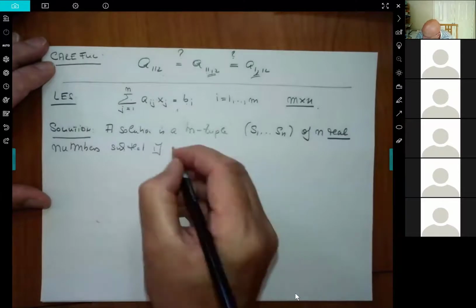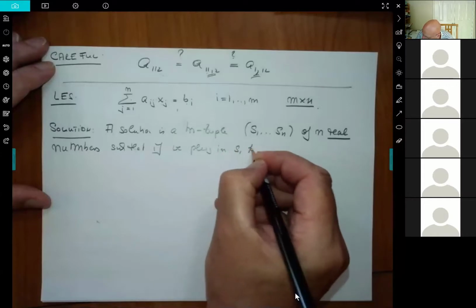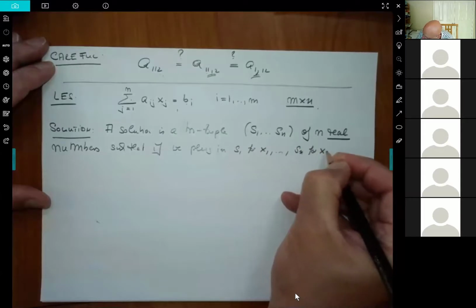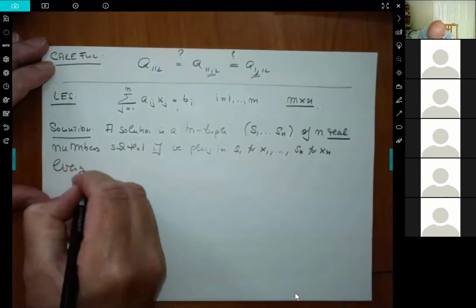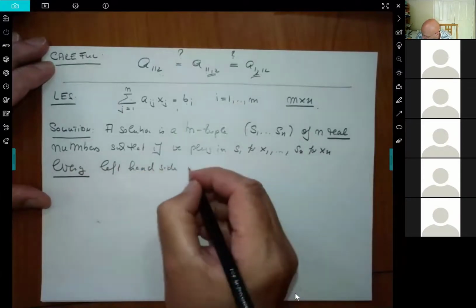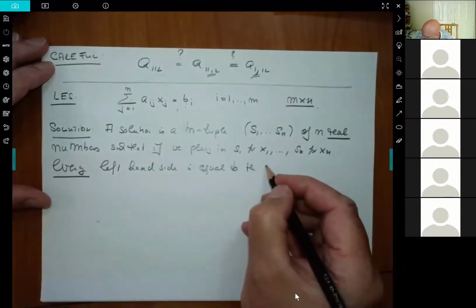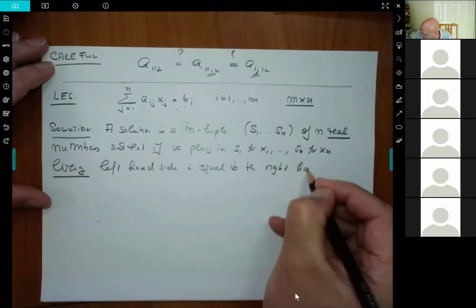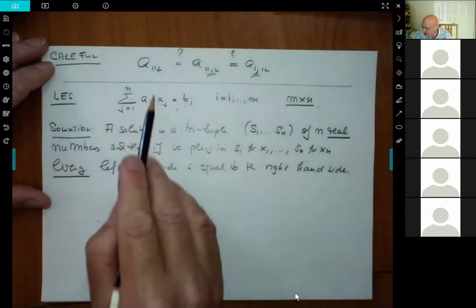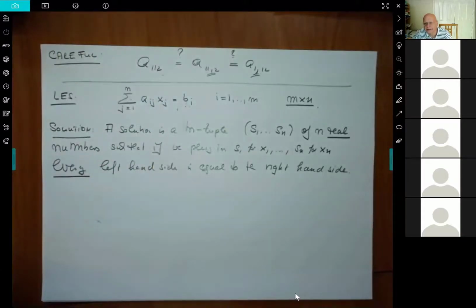such that if we plug in S1 for x1, up to Sn for xn, every left-hand side is equal to the right-hand side. So this is what we mean by a solution. If you plug it in here instead of the variables, you get each time equal to the right-hand side.